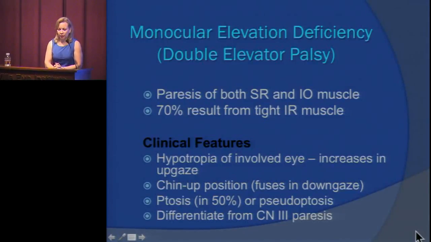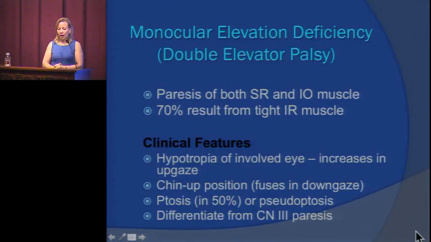Monocular elevation deficiency, which used to be called double elevator palsy, and they're trying to slowly change our terminology here because they feel that's a misnomer, because monocular elevation deficiency is more commonly due to restriction rather than paresis. But in a situation where there's monocular elevation deficiency, you can have a paresis of both the superior rectus and inferior oblique muscle, for example, in a partial third nerve, okay? But 70% result from a tight inferior rectus muscle. Blowout fractures and things like that.